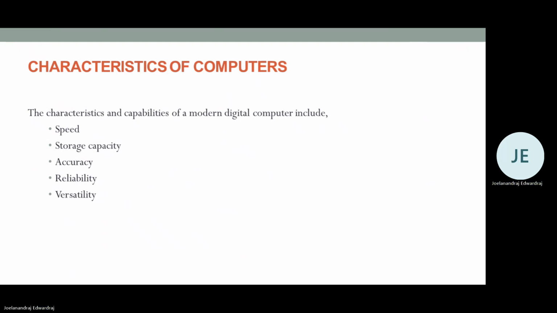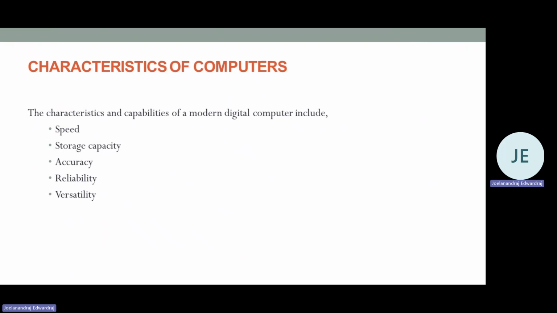Okay, so speed, storage capacity, accuracy, reliability and versatility, these are the basic characteristics of computer. Apart from that, there are so many other characteristics. So speed, we know what is the characteristics, right? So computation, it takes very fraction of the time to happen, right? And storage capacity, so we have gigabytes of storage right nowadays. We have cloud storage, right? So it is even scalable.